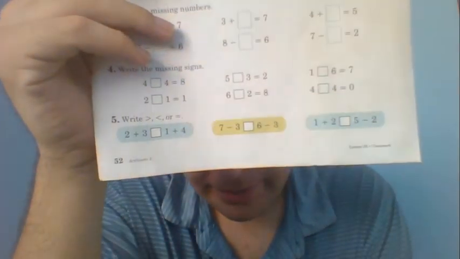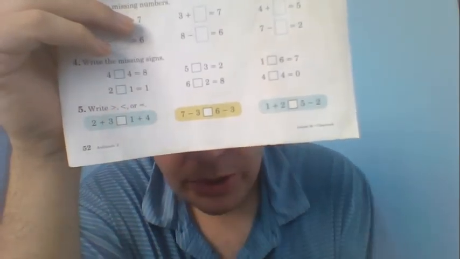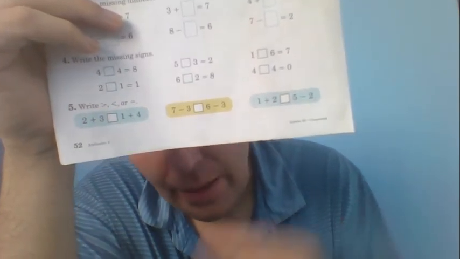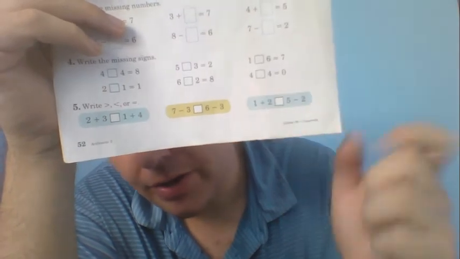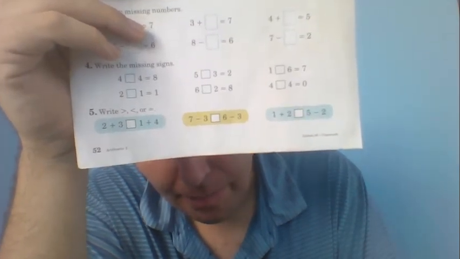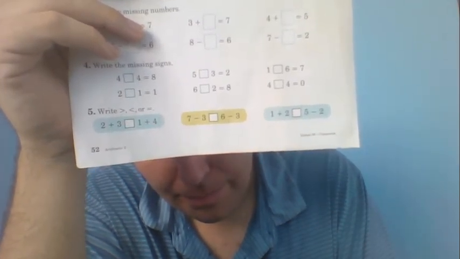You write an igual sign there. How about here? We have 7 minus 3 and 6 minus 3. Which is bigger? Well, draw the sign that shows which one is bigger. And when you're done with that one, go over to here and do the same thing. Okay. And when you're done with that, then that will be it for your Mathematikas.